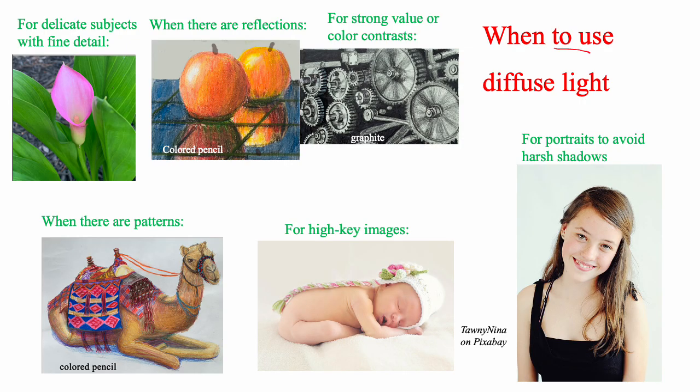When should we use diffuse light? Well, you have to ask yourself whether the shadow is going to interfere with the subject. So if the subject is delicate with fine details, you probably don't want a shadow. You certainly don't want a shadow when there are reflections, because that would just be confusing. And if there's strong value or color contrasts, again, you don't want a shadow. Diffuse light better shows patterns than direct light, and it's appropriate for high-key images where a dark shadow would interfere with the key, and then also for portraits to avoid harsh shadows.